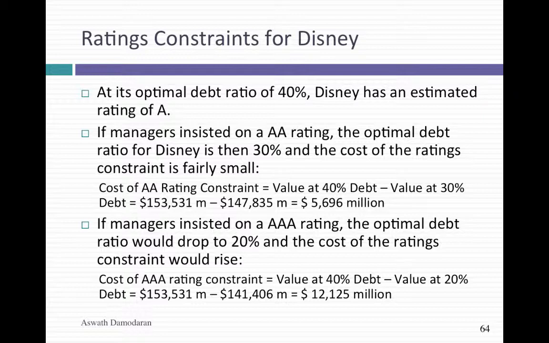Now that could be overstated. We're basing our assumption on this fact: the operating income is unaffected by the changes in the ratings. So it's just sort of simplistic in that sense. There's a degree to which Disney's operating income is going to drop if its rating drops below BBB. We know that's the case. So you're really going to overstate the cost of a constraint potentially.